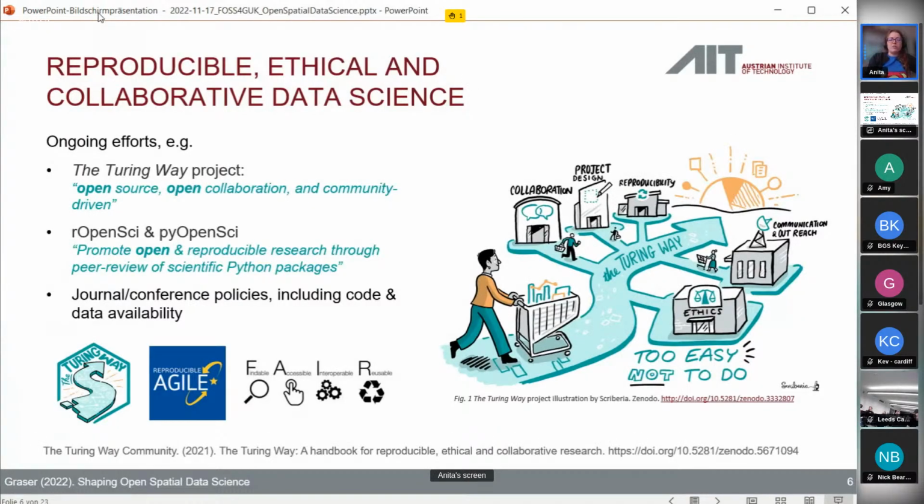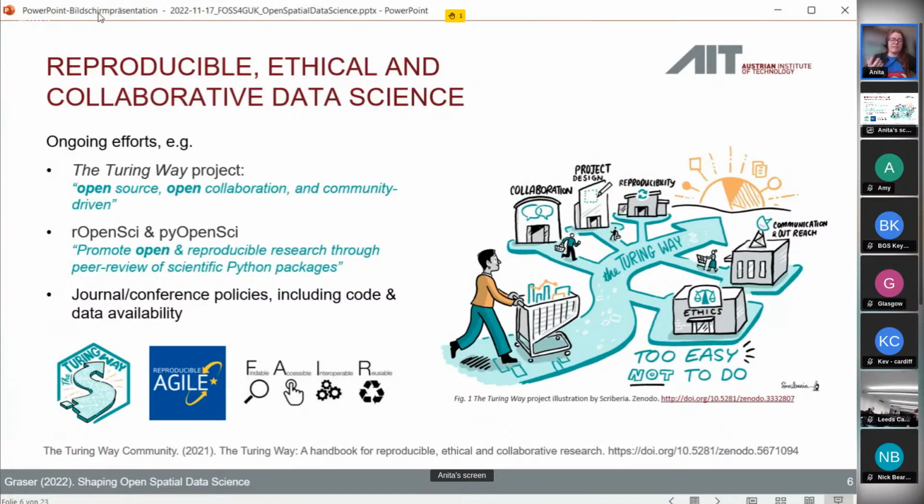There are lots of ongoing efforts to make reproducibility and open science in general more commonplace. In the UK specifically, there's the Turing Way project, which aims to do open source, open collaboration, and community-driven open science. I really like the graphics that they developed on the right-hand side. You can see one of the examples, and I really like this core idea that they've written down in the bottom right of that graphics. It should be too easy not to do it.